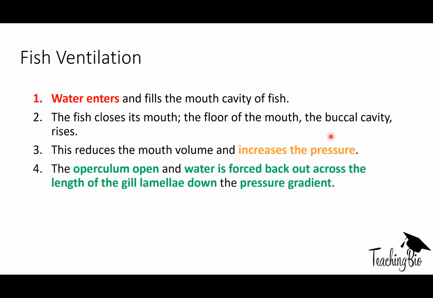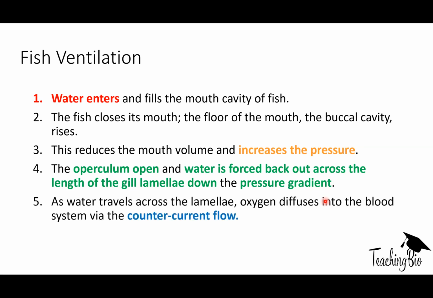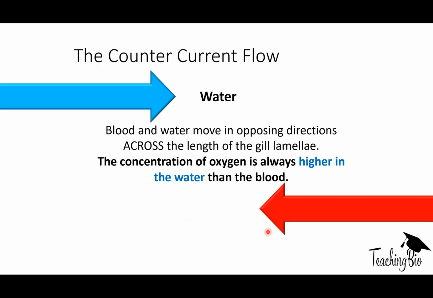As a result, that increased pressure causes the operculum to open, and that forces the water back out across the length of the gill lamellae down the pressure gradient. And it's at this point that we have our countercurrent exchange mechanism happening. So as that water flows across the lamellae, and it can only flow because of that increase in pressure, the oxygen from the water can diffuse into the blood via the countercurrent flow system.